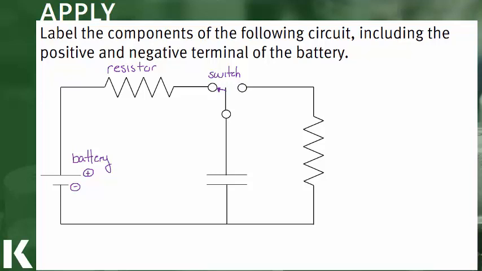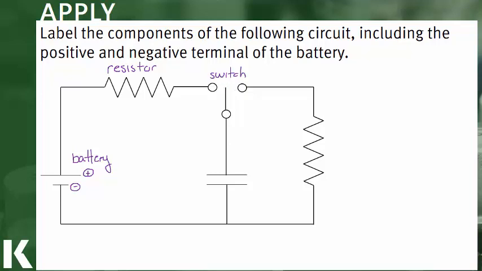Now, we can also move the switch over to the right, and this would connect the capacitor to the resistor, which, if the capacitor is charged, would then discharge current through the resistor. And we will be talking about how this charging and discharging of capacitors happens in later videos.